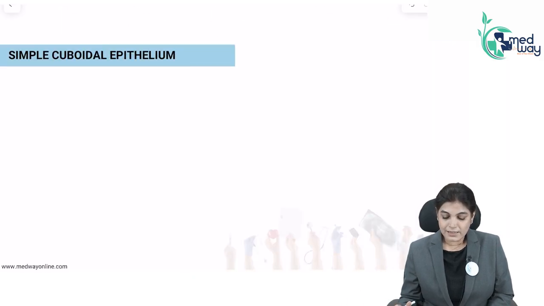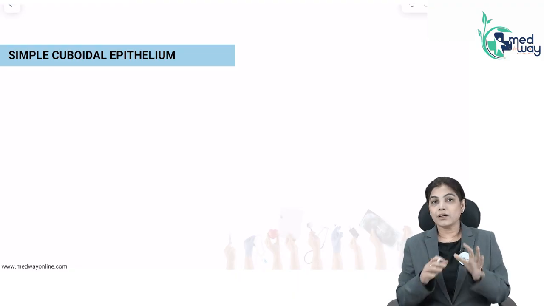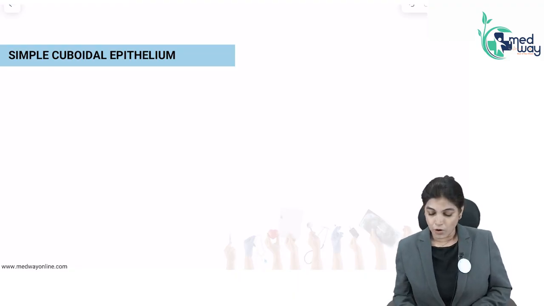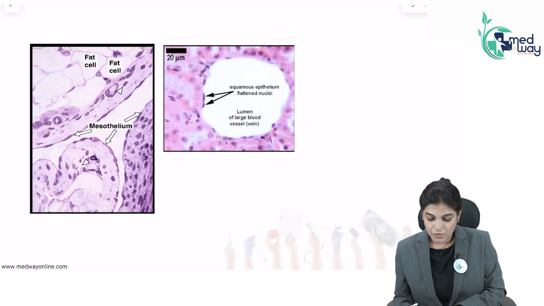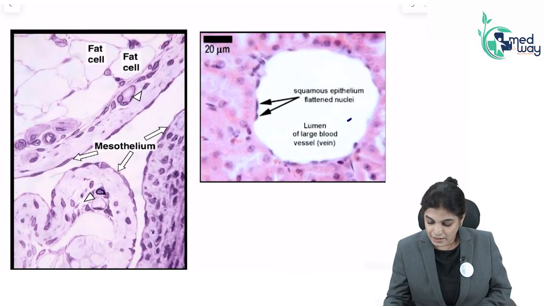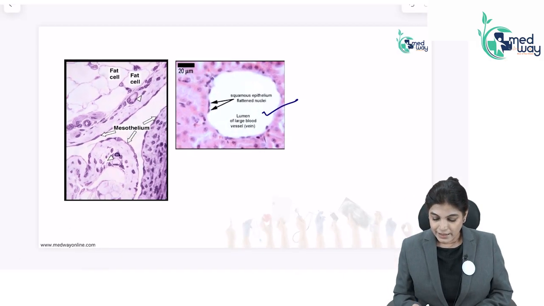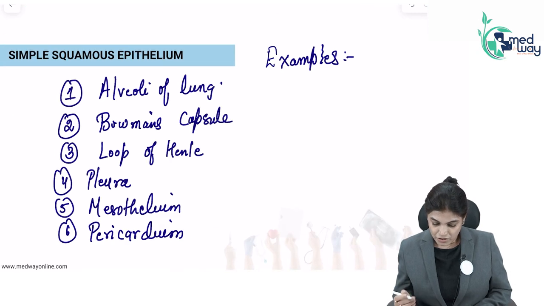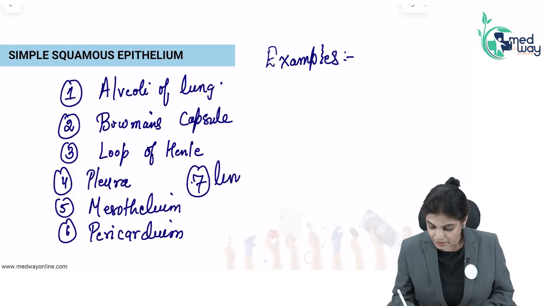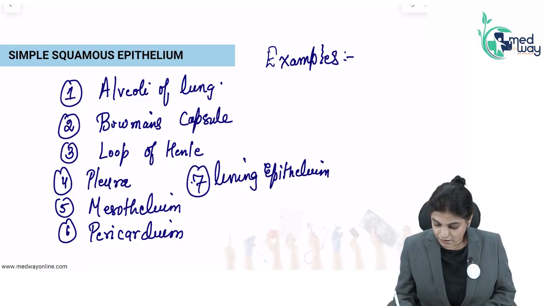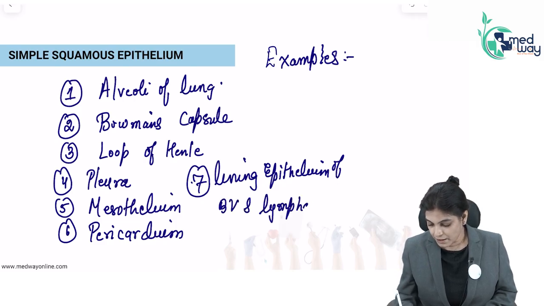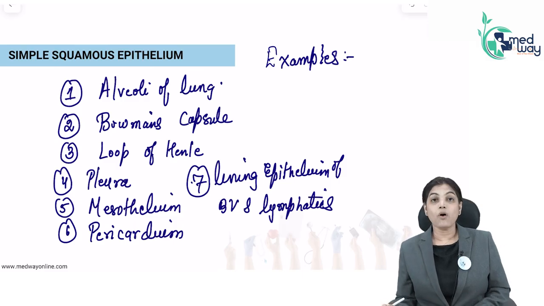The next variety is simple cuboidal epithelium, and there are many areas where we have it. First I want to show a few examples. You can see this is the lumen. Blood vessels and lymphatic vessels are also examples of what I have written out, so please include the seventh example: the lining epithelium of blood vessels and lymphatics. All these are examples of simple squamous epithelium.